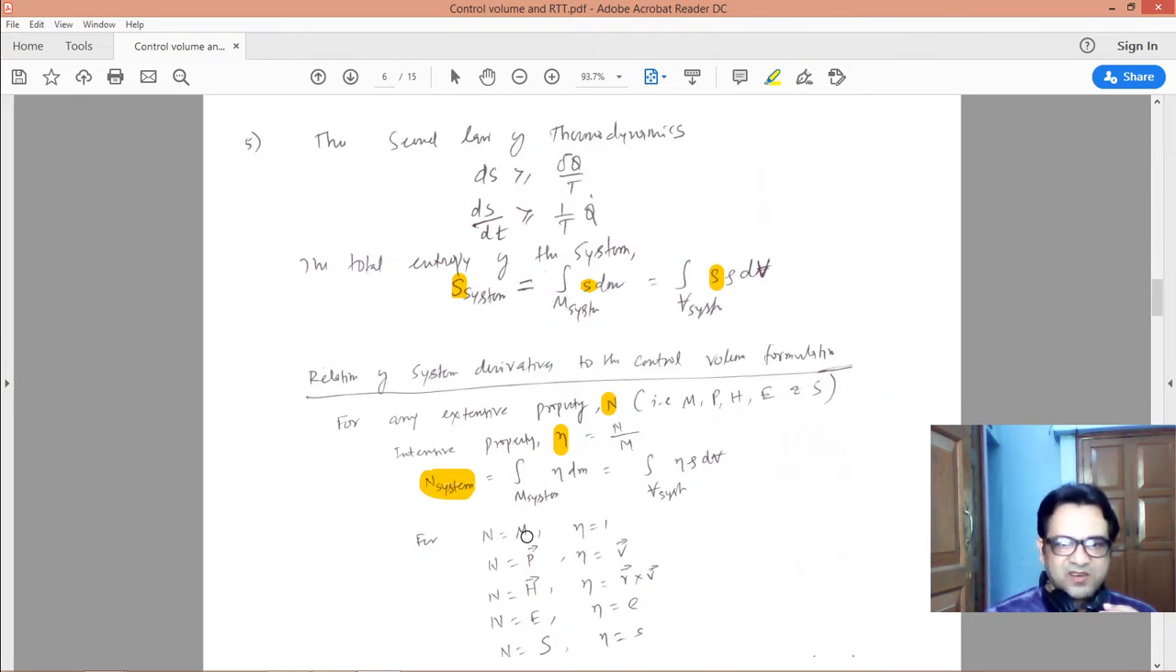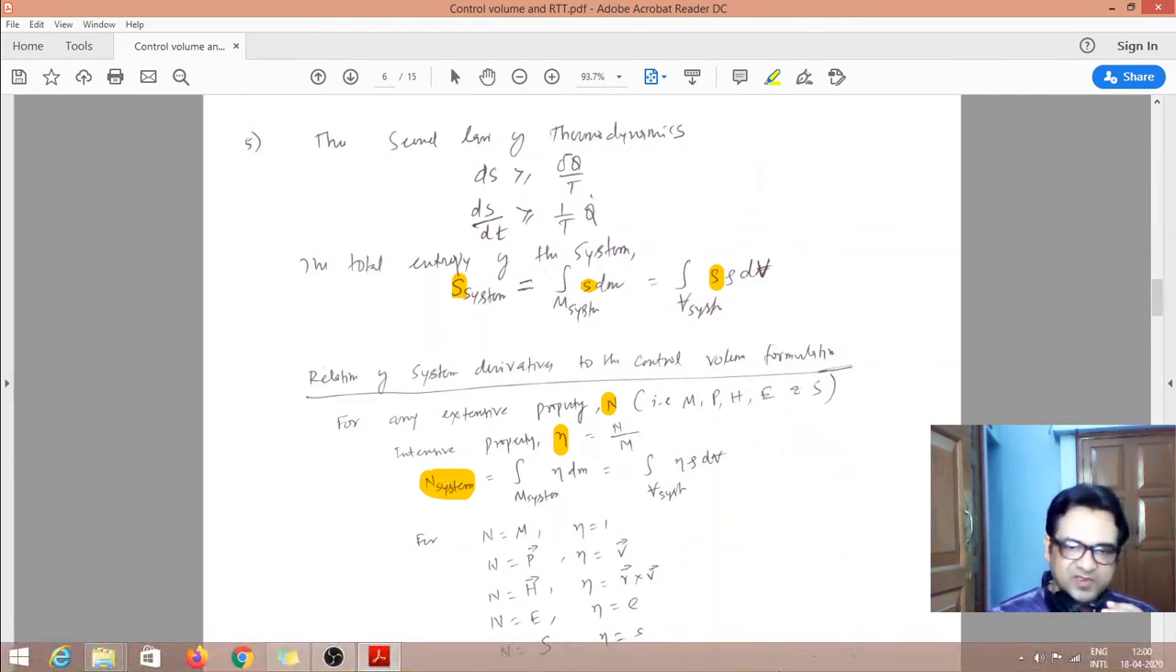If N equals m, eta equals 1; you divide all these quantities by mass and you will get the intensive properties. If N equals P, eta equals V, because P equals mV. If N equals H, eta equals r cross V. If N equals capital E, eta equals small e. If N equals capital S, eta equals small s.